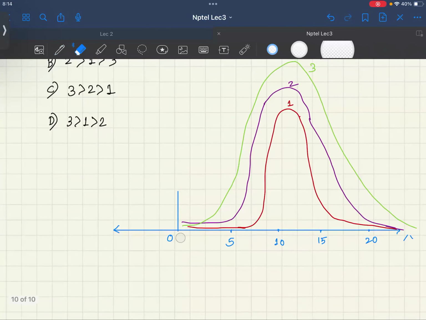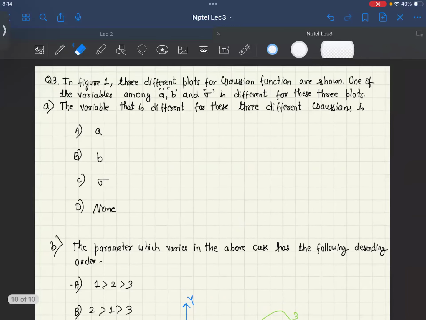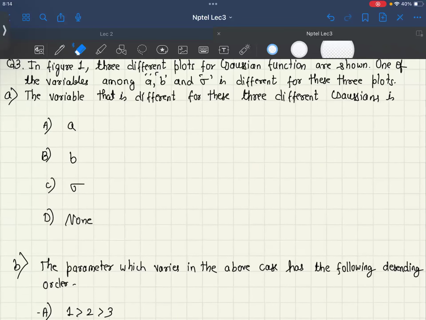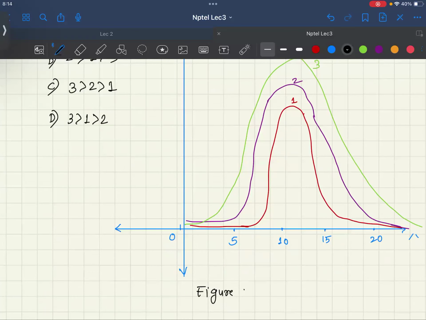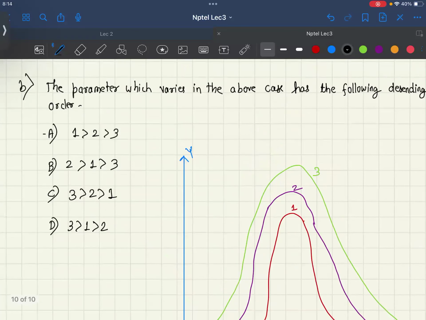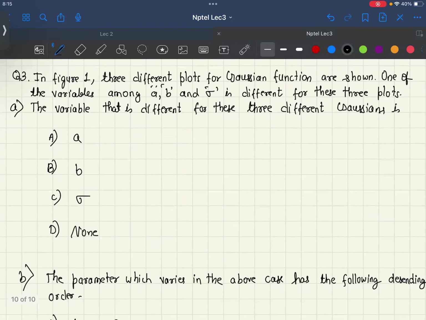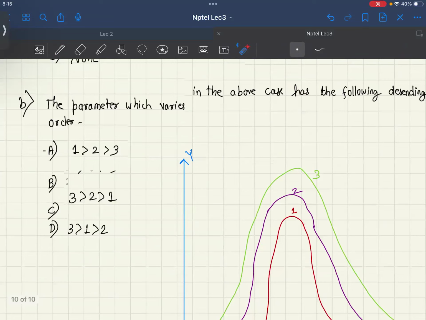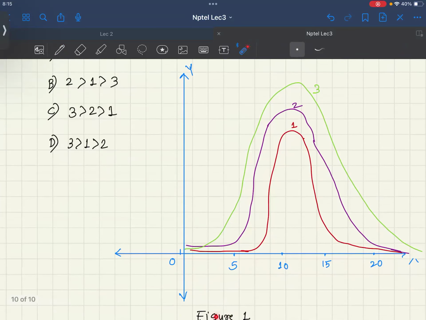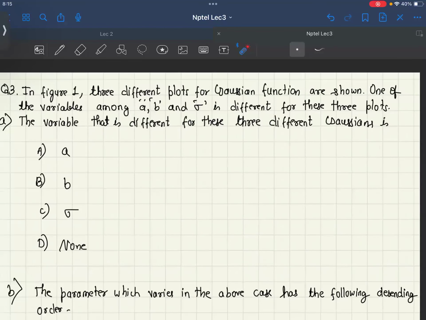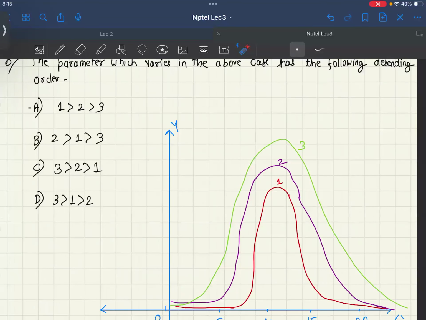Okay, so let me now explain the question. So in this figure, this is figure number one. Okay, so now let us understand the question. In figure one, which is this figure, right? This is figure one. Three different plots for Gaussian function are shown. So now what are these? These are the three plots. So this is plot number one, this is plot number two, and this is plot number three.